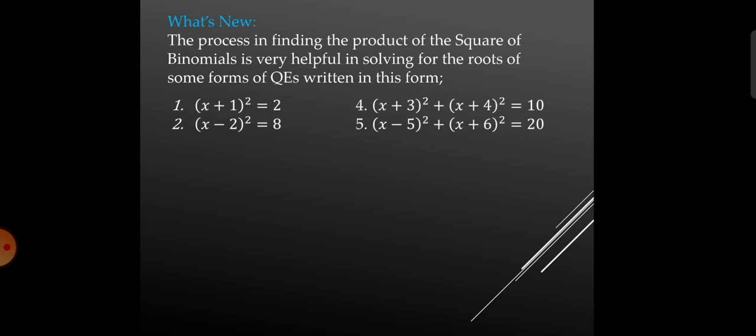So the first example, the square of x plus 1 equal to 2. The second example, the square of x minus 2 equal to 8. The third example, the square of x plus 3 plus the square of x plus 4 equal to 10. And the last example, the square of x minus 5 plus the square of x plus 6 equal to 20.